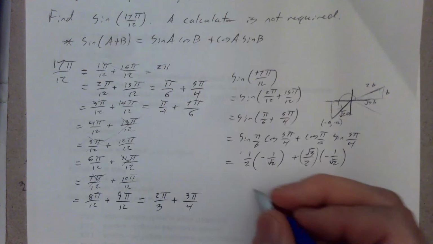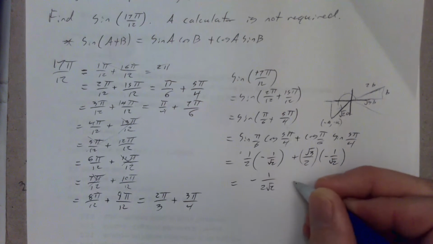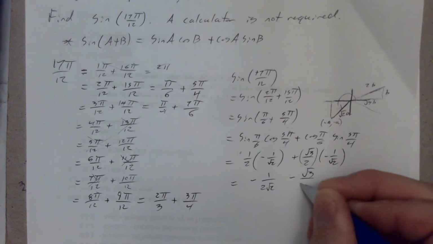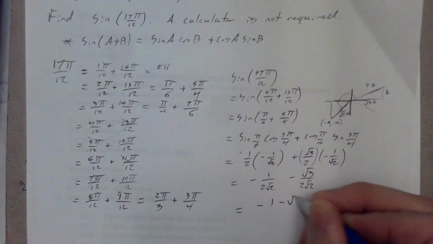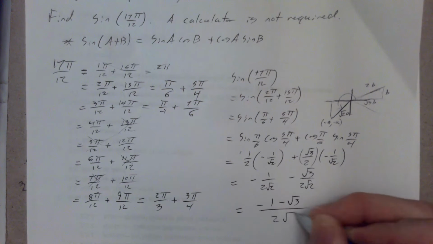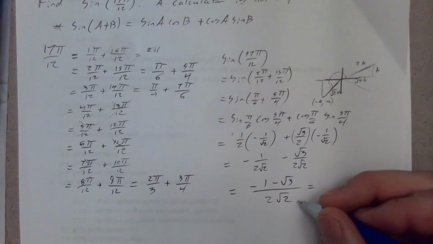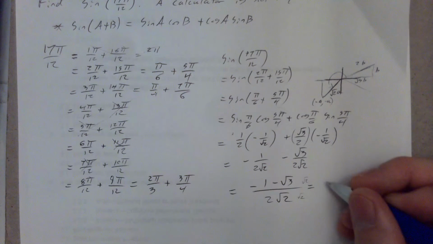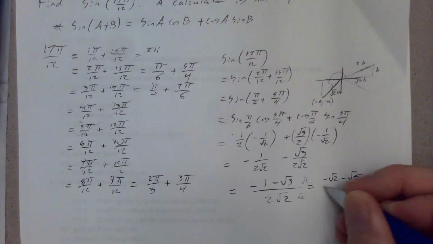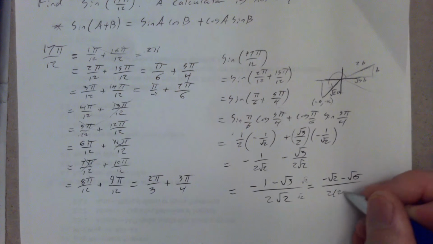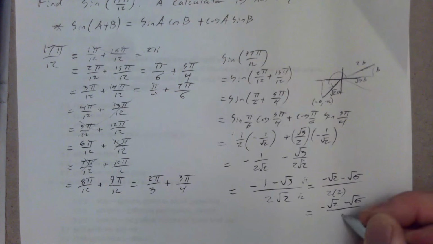And then I can tidy this up and simplify it to negative 1 over 2 root 2 minus root 3 over 2 root 2. The question might have asked us, or might ask us in the future, to rationalize our denominator. This one did not. If they had, we would multiply by 1 to get negative root 2 minus root 6 all over 2 times 2, or negative root 2 minus root 6 all over 4.